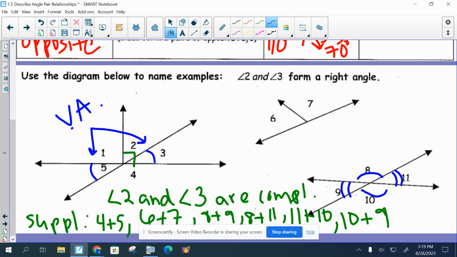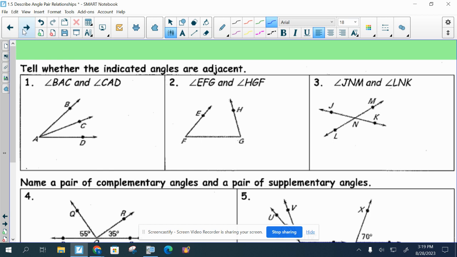Okay? Moving on. Tell whether the indicated angles are adjacent. So BAC and CAD: yes, those are adjacent because they share AC and vertex A. How about this one? EFG and HGF.